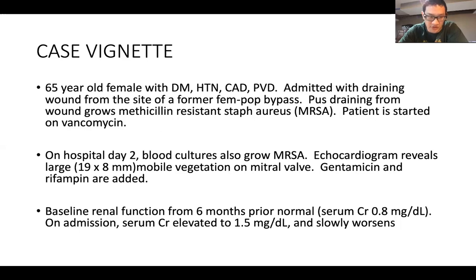So she started on Vanc. On hospital day 2, her blood cultures also are growing MRSA. She gets an echo, which reveals a large mobile vegetation on the mitral valve. So she has MRSA endocarditis. So they add gentamicin and rifampin. Her creatinine 6 months ago was normal, and on admission it's 1.5, and it slowly worsens in the hospital.